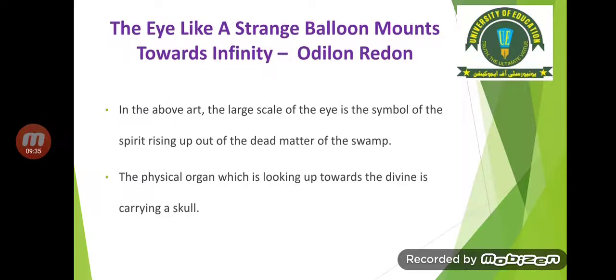This is another painting by the artist Odilon Redon, and the title of the painting is The Eye Like a Strange Balloon Mounts Towards Infinity. In this artwork, the large scale of the eye is the symbol of the spirit, rising up out of the dead matter of the swamp. The physical organ, which is looking up towards the divine, is carrying a skull.